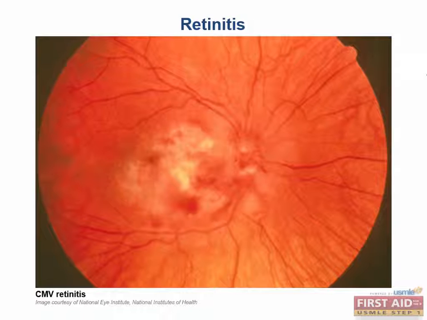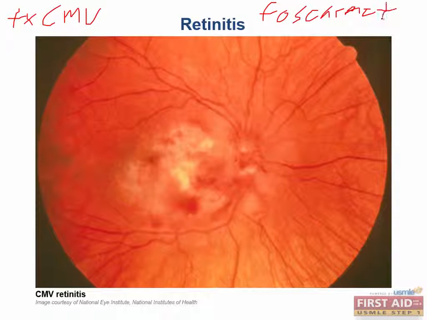Untreated, it leads to progressive vision loss as well as blindness. Now, you should know the treatment for CMV, and that includes foscarnet as well as ganciclovir.